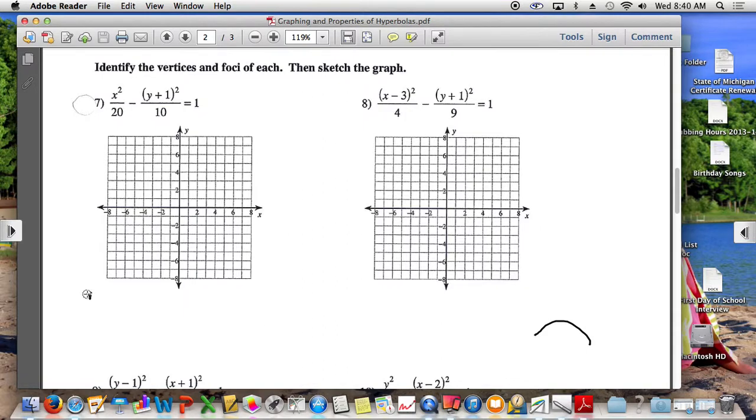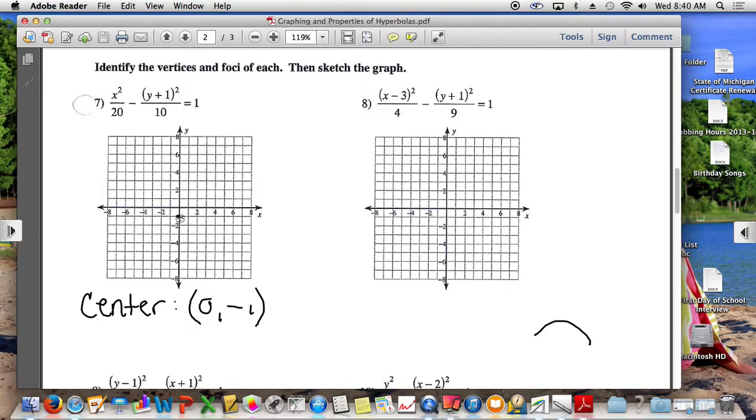What's the center of this thing? 0, -1. Nice, good. The center is going to be 0, -1. Is this thing going to open up and down or left and right? It's going to open left and right. So I'm going to locate my center. 0, -1 is going to be that point right there.